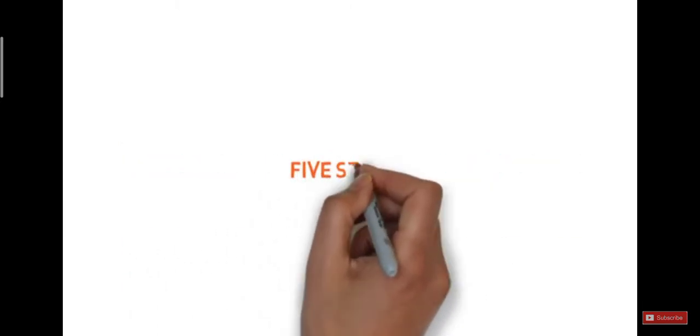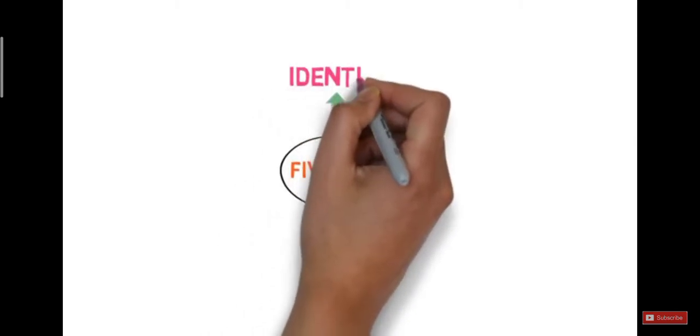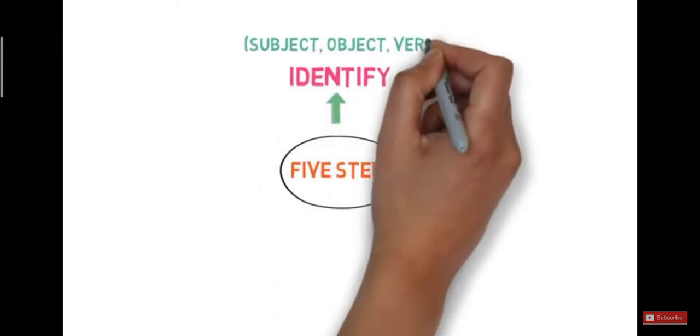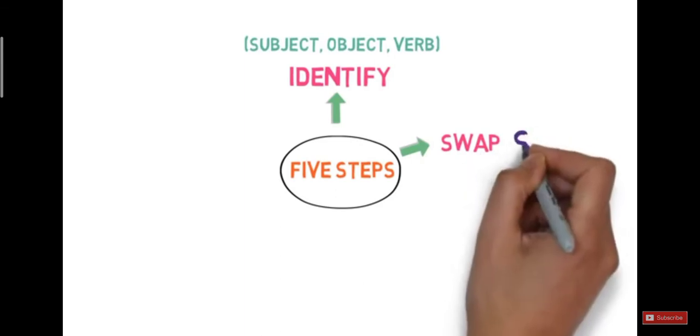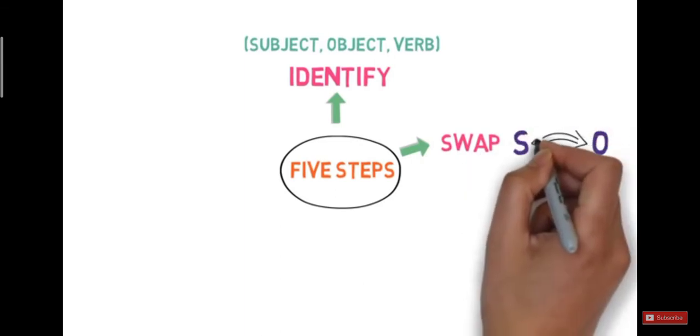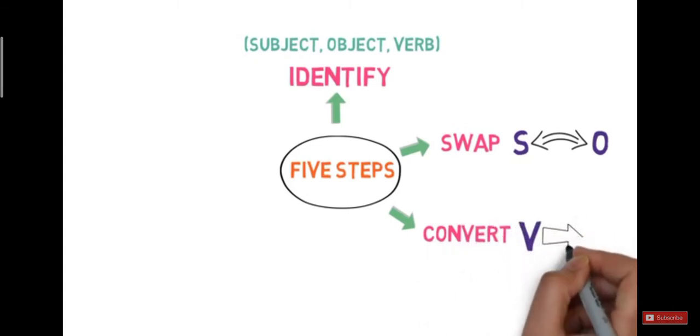Convert active voice to passive voice. There are 5 basic steps by which we can convert active voice into passive voice. The first one is identify: what is the subject, object and verb in the sentence. Second one is swap. What is the swapping? Subject to object's place, object to subject's place.